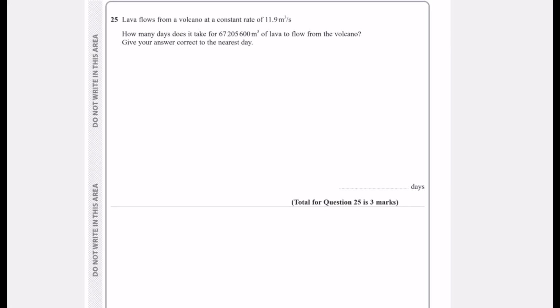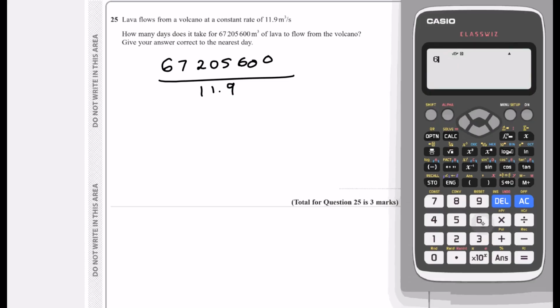Question 25. Lava flows from a volcano at a constant rate of 11.9 meters cubed per second. How many days does it take for 67,205,600 meters cubed of lava to flow from the volcano? Give your answer correct to the nearest day. So let's work out how many seconds it takes. So it's 11.9 meters cubed per second. So this is the total amount of lava, and 11.9 meters cubed of it comes out in every second.